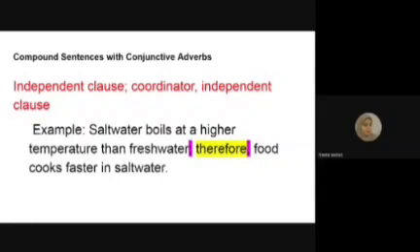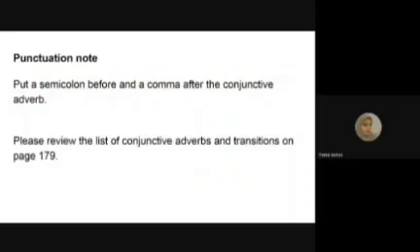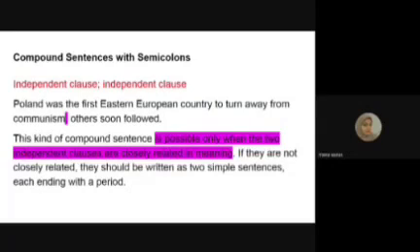So we have the same example. Salt water boils at a higher temperature than fresh water; therefore, food cooks faster in salt water. So this is how to use the conjunctive adverb. You can review a list of conjunctive adverbs and the transitions that you have in your textbook on page 179 for more details. So the other way of writing compound sentences is by using the semicolon.